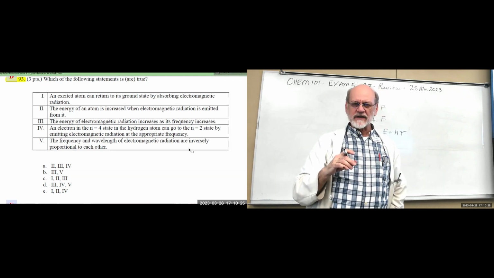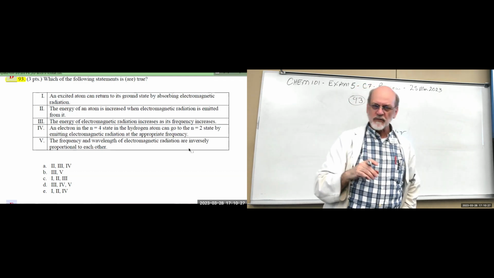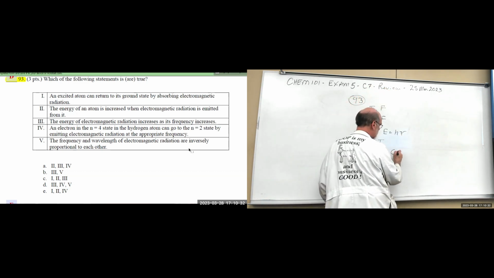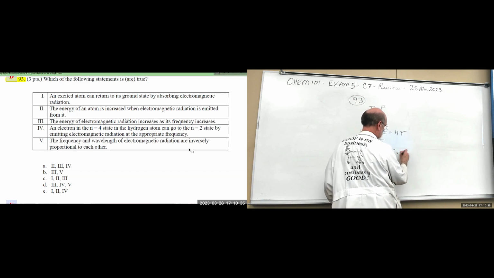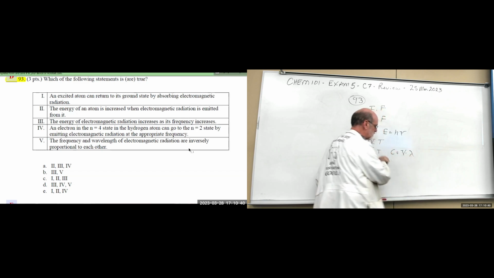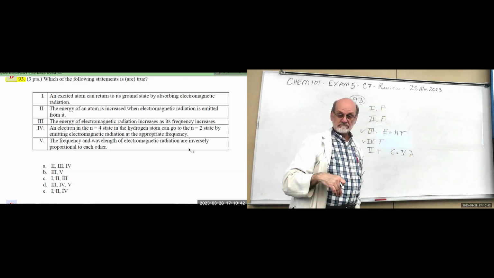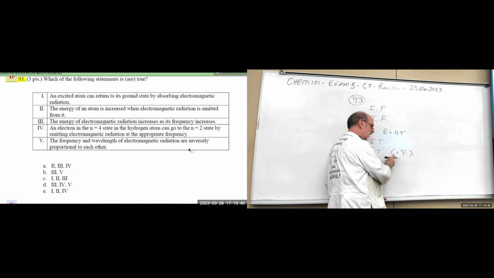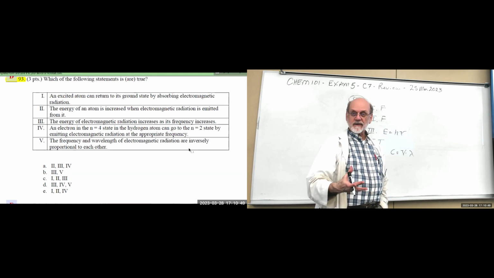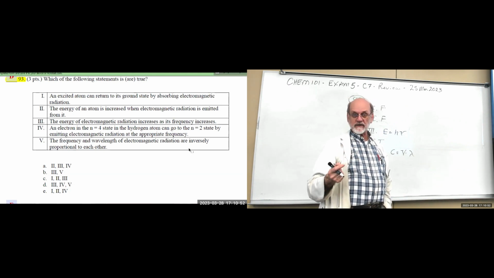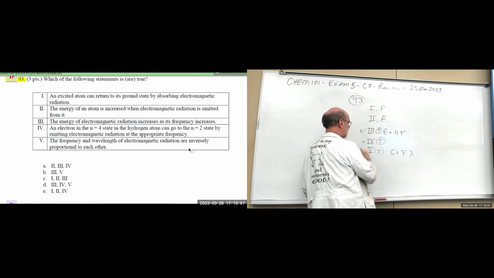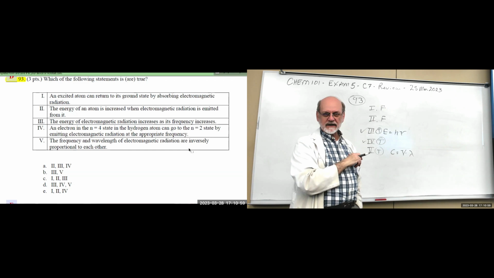The frequency and wavelength of electromagnetic radiation are inversely proportional to each other. That is true. They're inversely proportional because you multiply them together, frequency times wavelength, and you get the speed of light. Right? This is an inverse proportion. That's a constant. Products of variables equal to a constant are inversely proportional to one another. So this one is also true. So 3, 4, and 5 are true. That would be D.